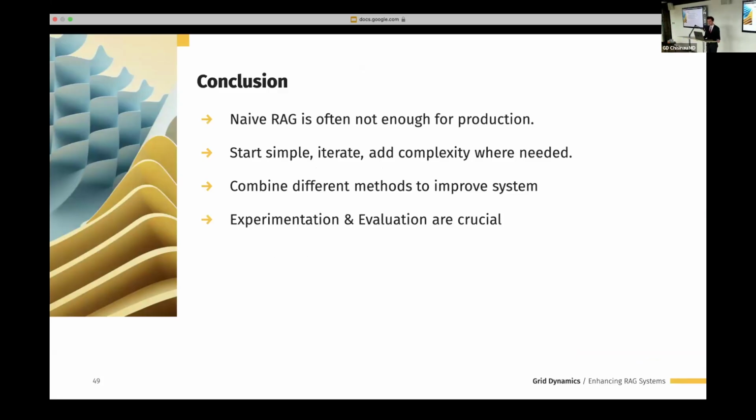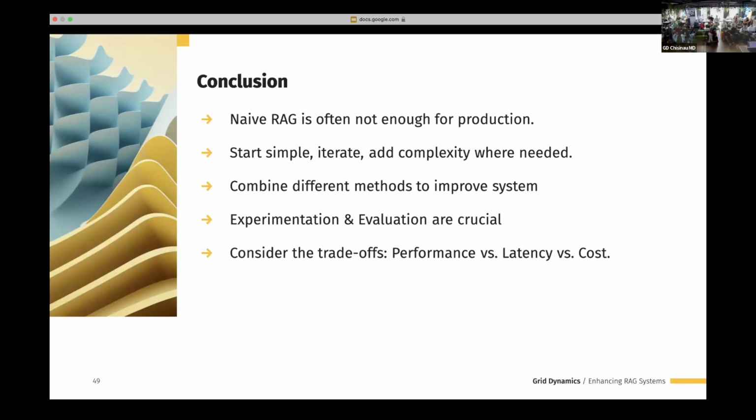The problem is that we need to experiment and evaluate every time how good our RAG system can get. And don't forget about trade-offs between performance, latency, and cost, because all these improvements can increase your cost and the latency of your system. So it all depends on what requirements you have.